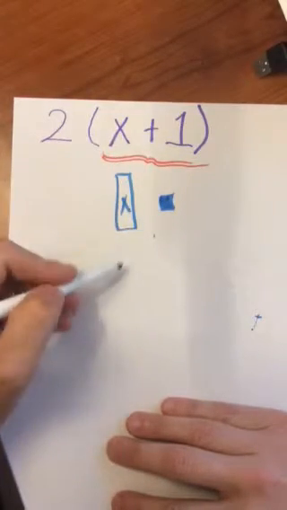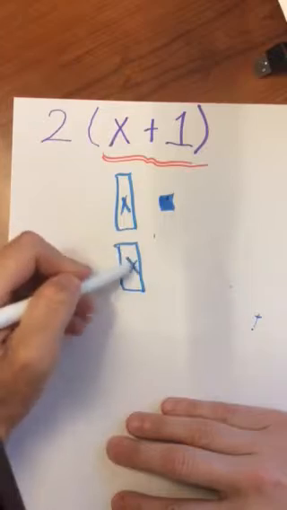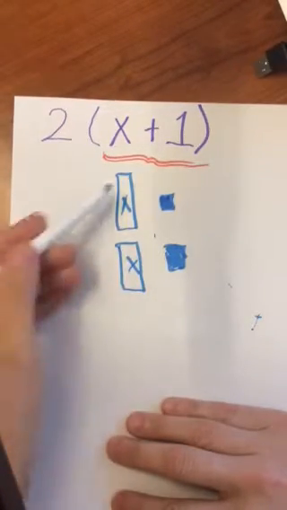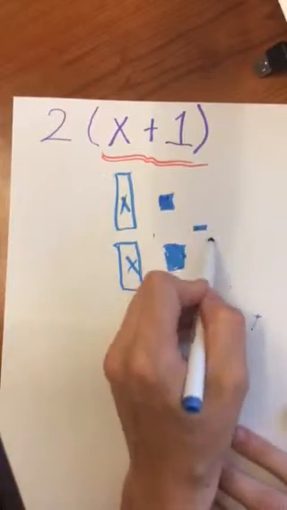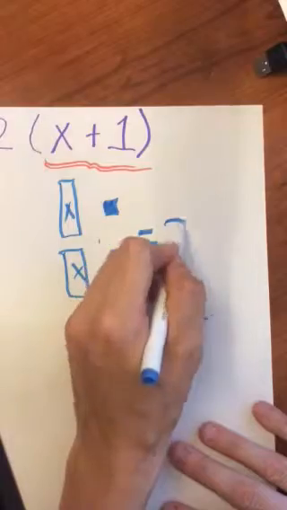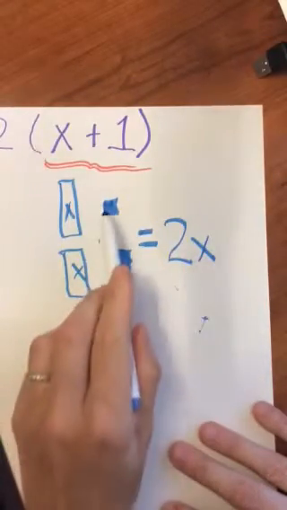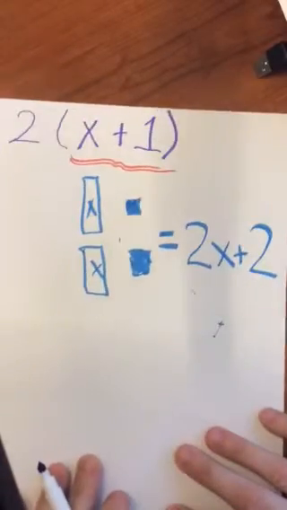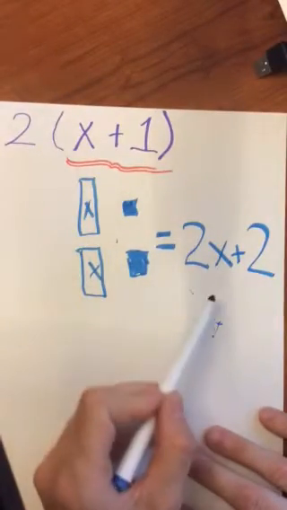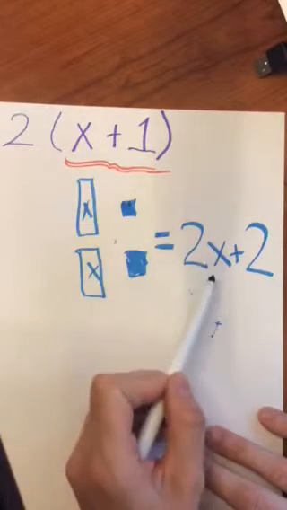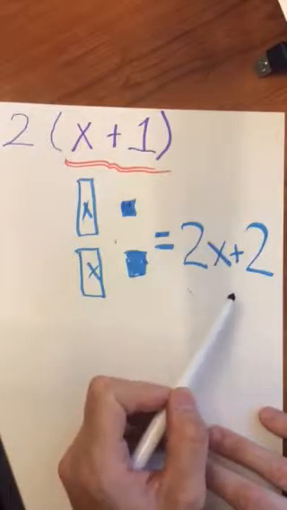So I have 1 x plus 1. Now, I'm going to show another x plus 1. If I was to rewrite this, it would look something like this. 1x, 2x, plus 1, 2. So I have rewritten this expression here, simplified.